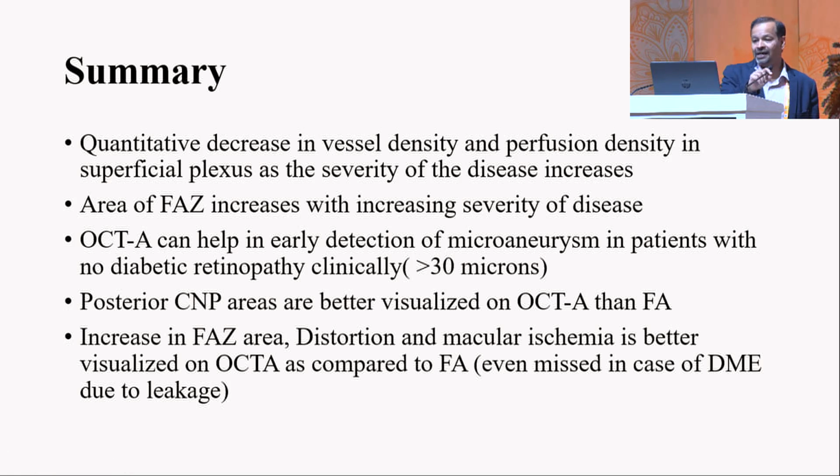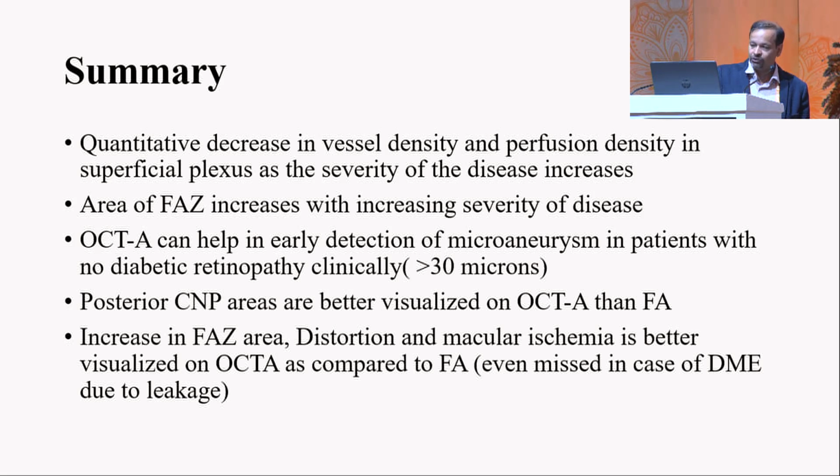To summarize, we found that there is a quantitative decrease in the vascular density and perfusion density in the superficial plexus as the severity of the disease increases. Also the size of the FAZ increases, which we know already. OCTA can help us in the detection of microaneurysms even in patients where there is no clinical diabetic retinopathy. We have certain patients where posterior CNP areas can be detected on OCTA, and they are better visualized on OCTA, and it signifies high risk of progression in patients with diabetic retinopathy.